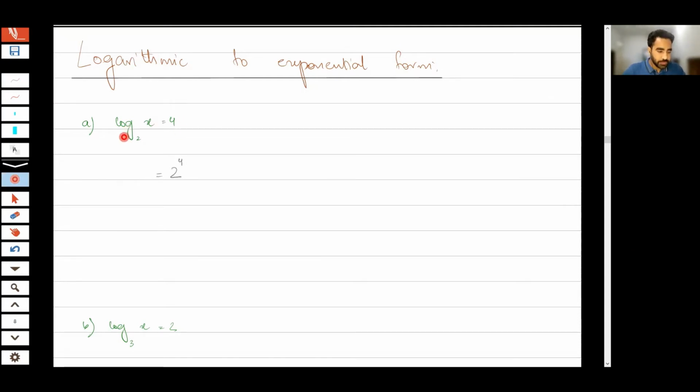Okay. अब log हट जाएगा, we're only left with x. So I'm going to write x over here. So x equals to 2 to the power 4, which is equal to 16.